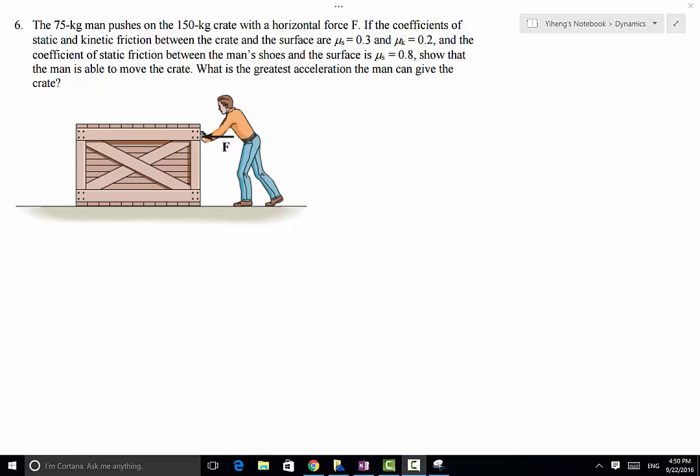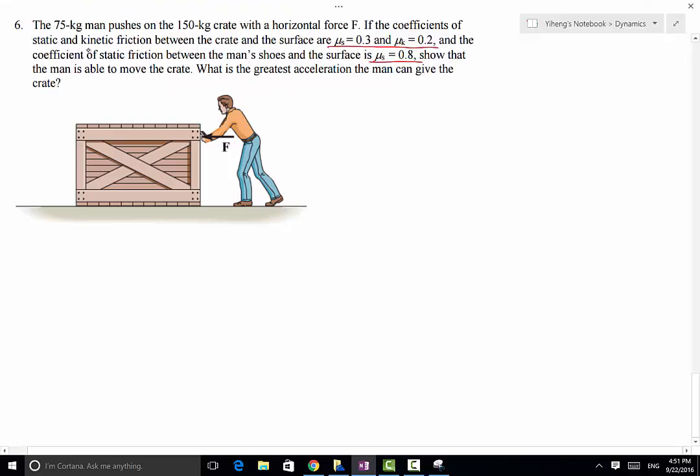In this problem, we have a 75 kilogram man who is pushing on a 150 kilogram crate with a horizontal force F. We are given both the coefficients of static and kinetic friction between the crate and the surface, and also the coefficient of static friction between the man's shoes and the surface. We need to first determine if the man is able to move the crate, and also what is the greatest acceleration the man can give the crate if he indeed can move it.